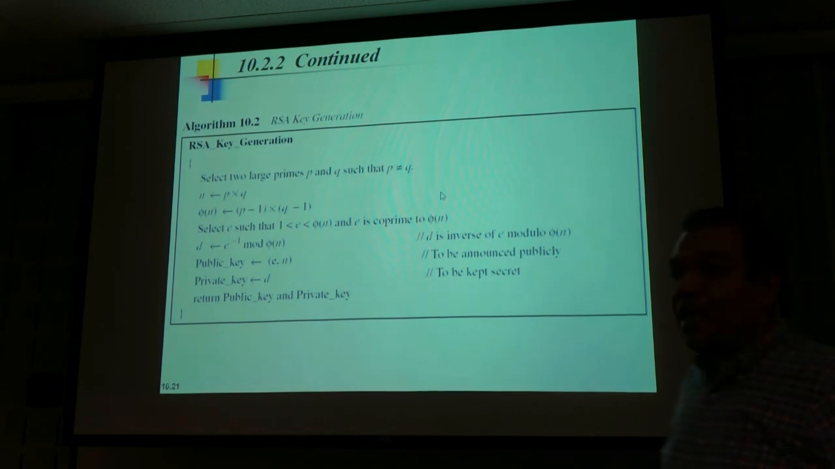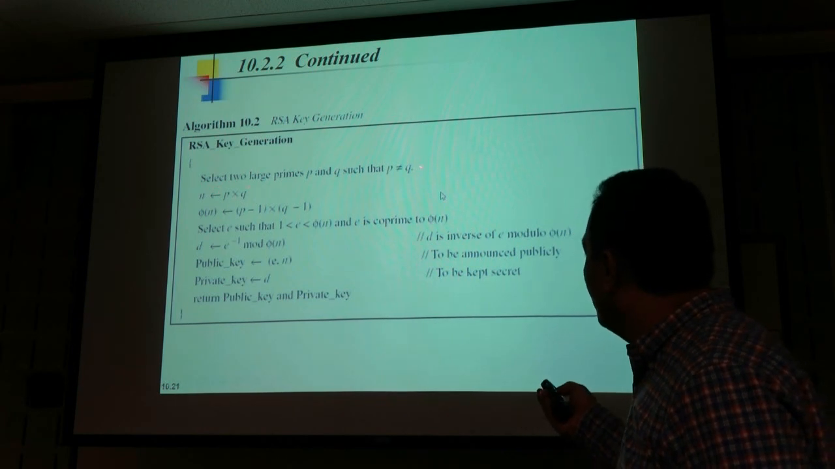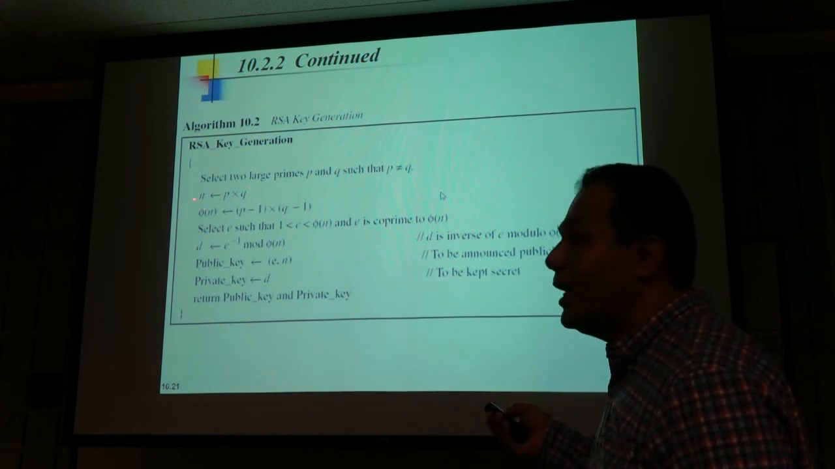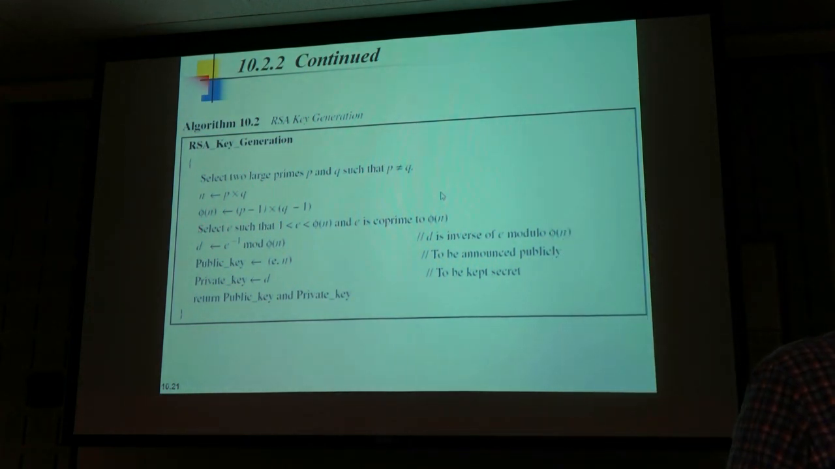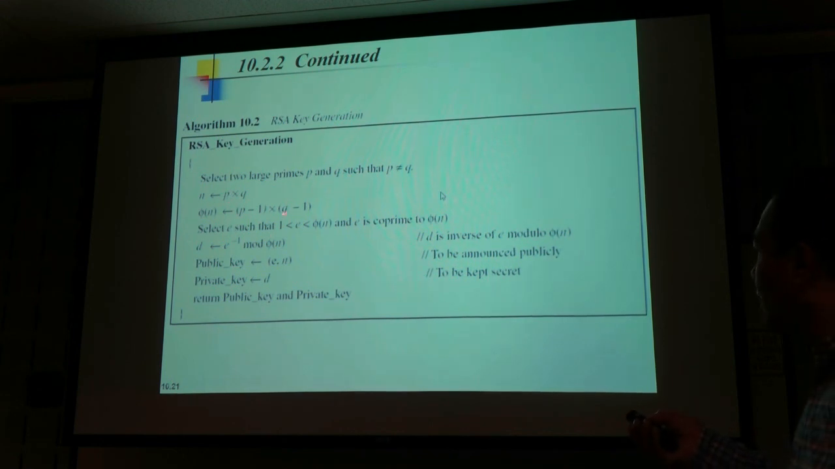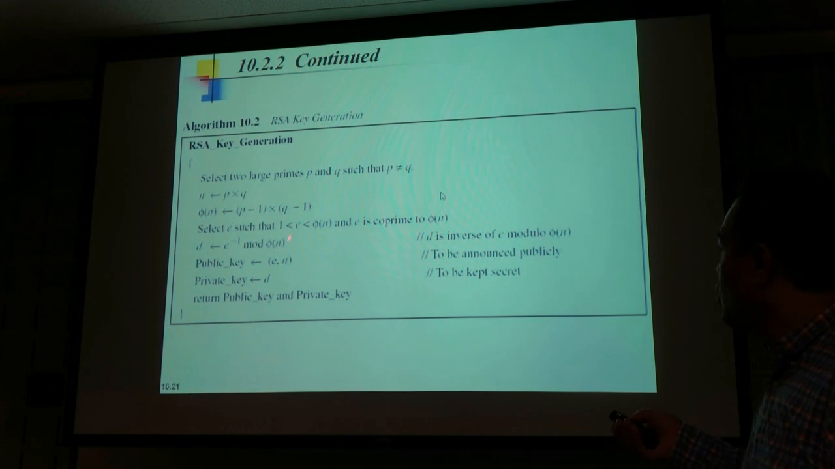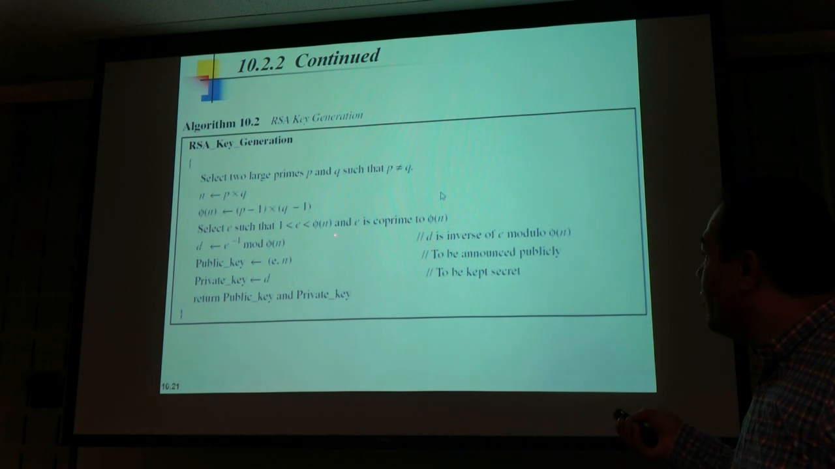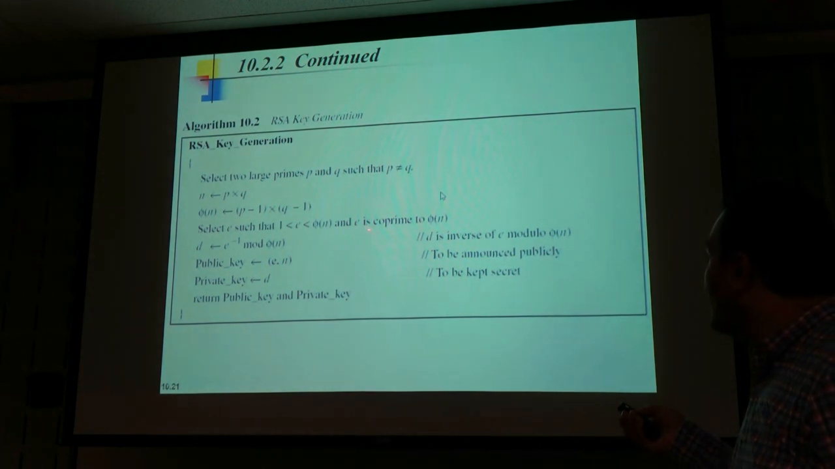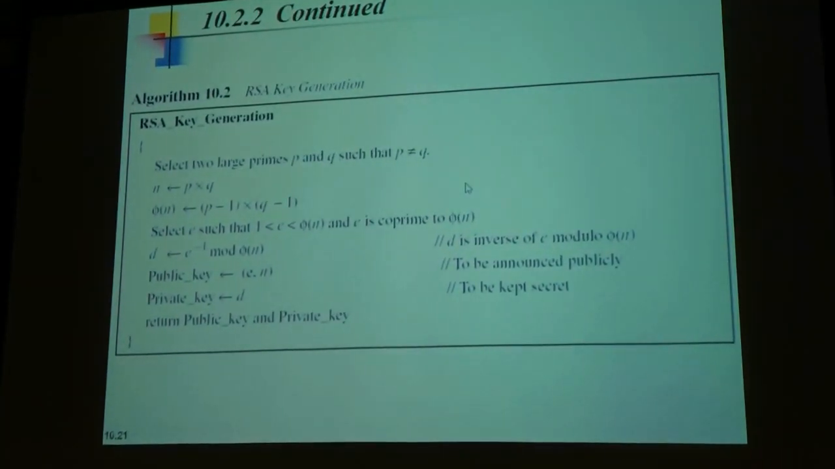So very simple. What is the algorithm here? For key generation, we choose P and Q, not equal to each other, they are primes, and we calculate N. Then after that, you calculate phi N. What is phi N from the previous lecture? It's P minus 1 times Q minus 1. That's phi N. We save it in phi N. Then we select E, such that E is larger than 1 and smaller than phi N, and E is co-prime with phi N.